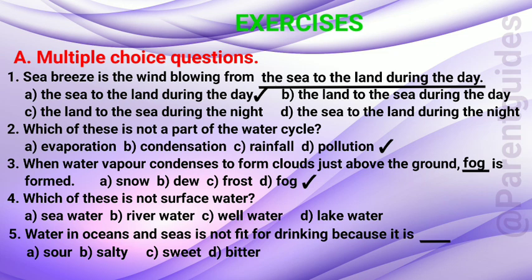4. Which of these is not surface water? A. Sea water. B. River water. C. Oil water. D. Lake water. Answer is C. Oil water. 5. Water in oceans and seas is not fit for drinking because it is salty.